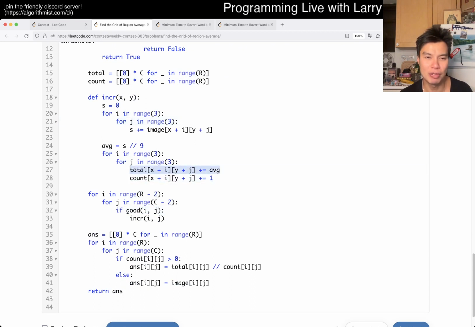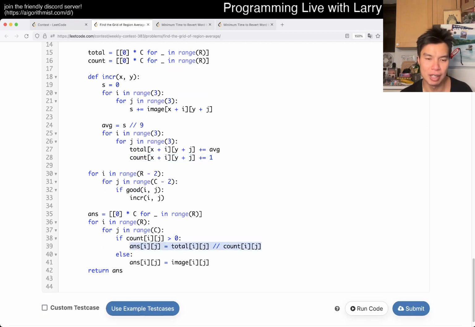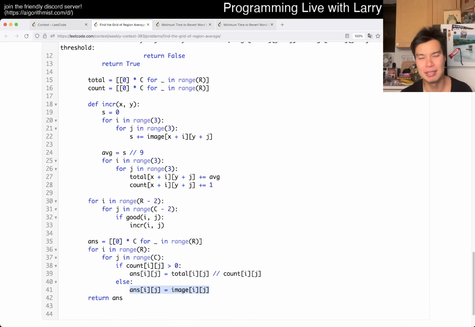We sum up the total for each cell that we care about, and we increment the count, and then at the end we do total over the count to get the average, rounded down. And of course the image is going to be just, I mean, if there's no regions, then we just take the image. This is pretty straightforward.